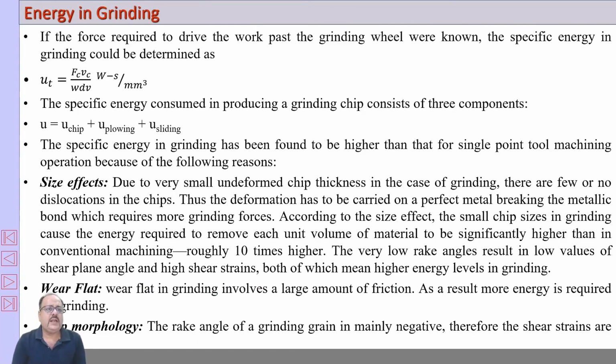Okay, so the energy that is required in grinding is also higher compared to the conventional machining processes, and the specific energy is basically the sum of the specific energy required for chipping, the specific energy required for plowing, and the specific energy required for sliding. So why is it higher? Three reasons you can associate with this higher specific energy are size effect, wear flat, and chip morphology.